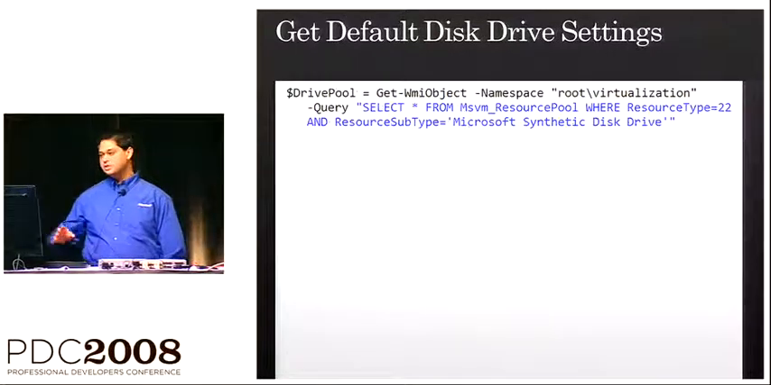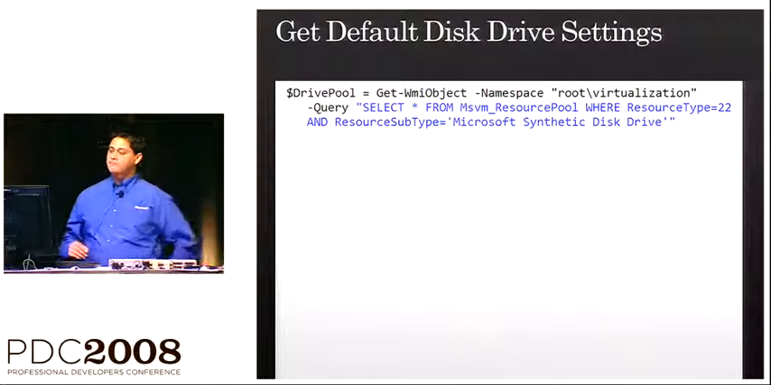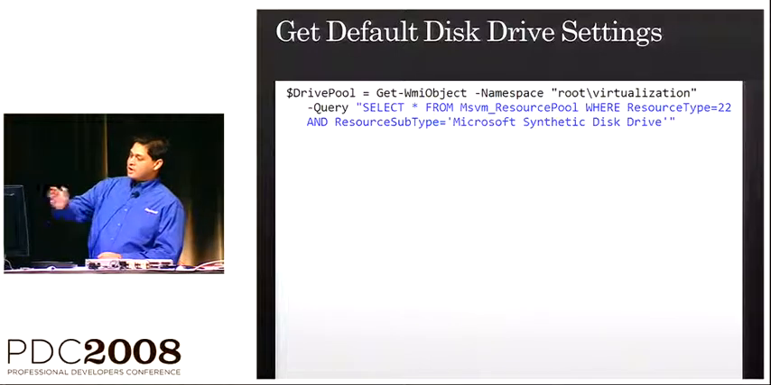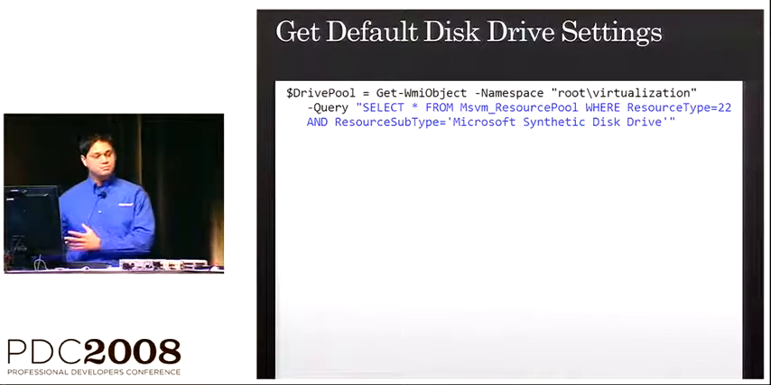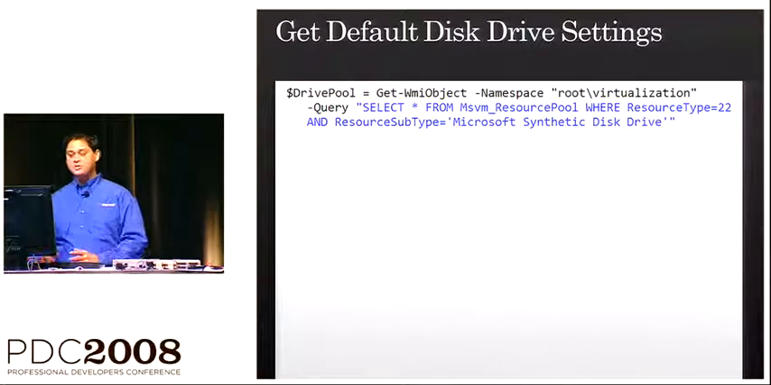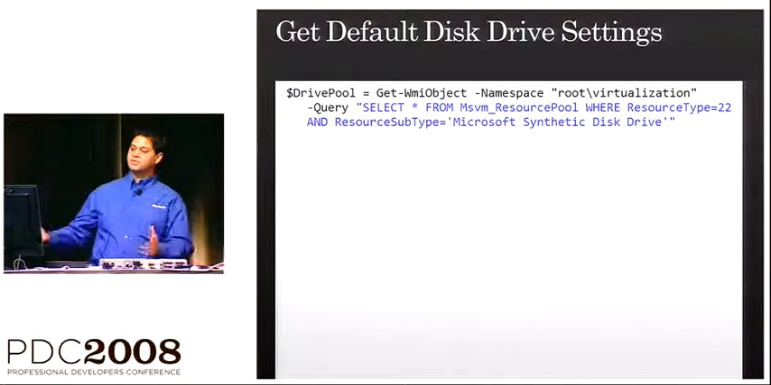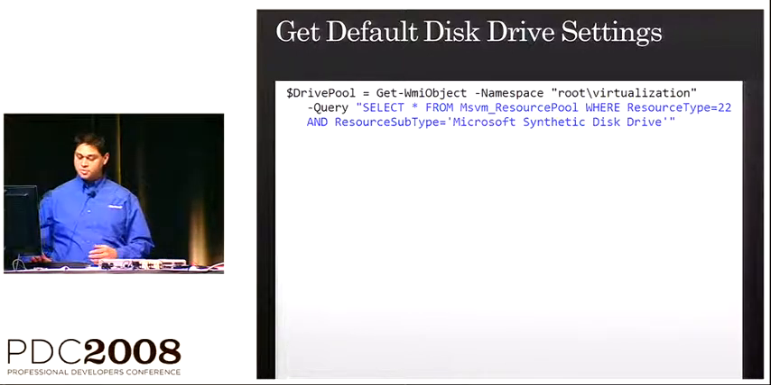Next thing we need to do is add a disk drive and connect it to that IDE controller. Well, we use the resource pool model for that. So here we've got a statement that's looking for an instance of MSVM_ResourcePool, where the resource type equals 22. 22 means disk drive. And the resource subtype is equal to Microsoft Synthetic Disk Drive. We're going to add a synthetic drive to this virtual machine.